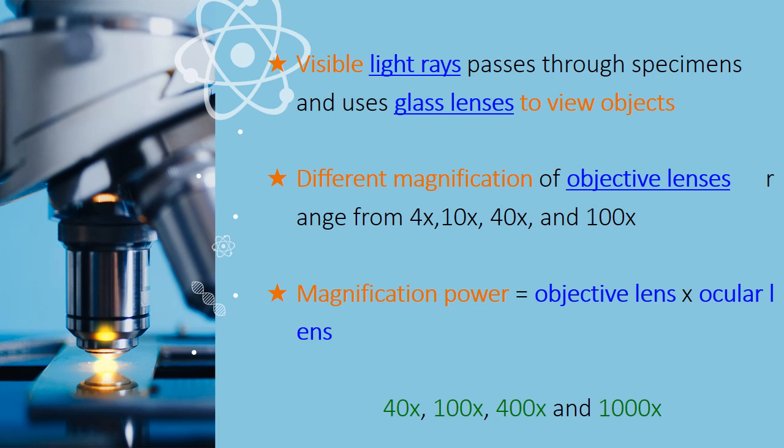For the magnification power, we can achieve it by multiplying the objective lens with the ocular lens. It means when you are observing a specimen under the 4 times magnification power for the objective lens, you should multiply with the power of the ocular lens, normally 10 times. So you should get 40 times total magnification for the specimen.